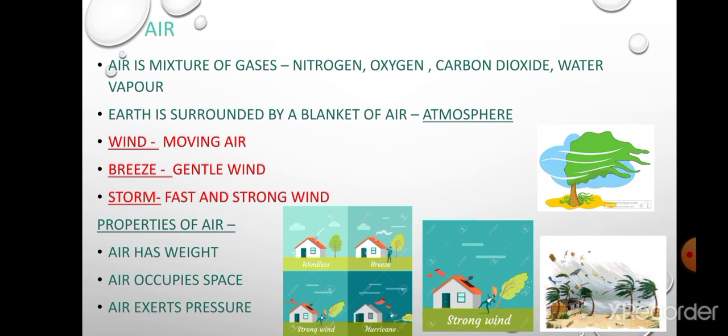We can see air in different forms such as wind, breeze, storm. Moving air, what is it? It is wind. And we can classify these winds on the basis of strength: gentle wind is breeze, a pleasant feeling we get. And fast and strong wind is known as a storm, and this can be destructive also.